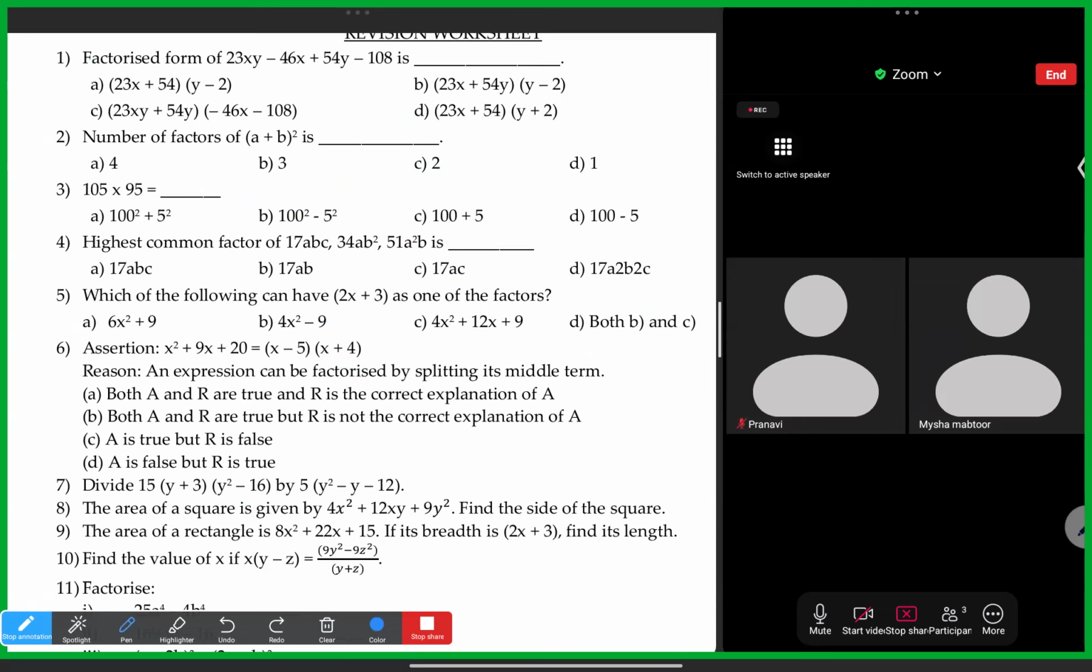The number of factors of A plus B whole square. A plus B whole square can be written as A plus B into A plus B. Individually, A plus B is called a factor, actually the same factor, A plus B is the same factor here.